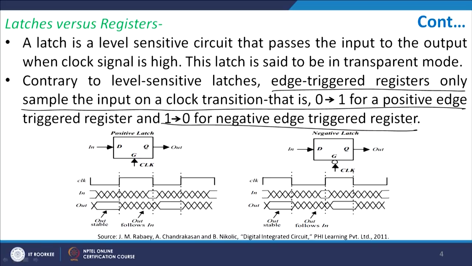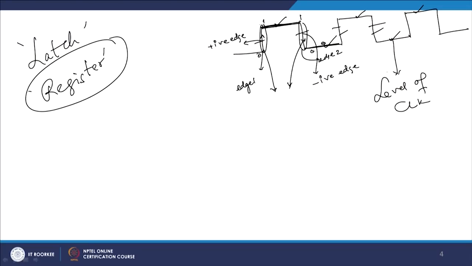Am I clear? Within the same clock period, if it is 0 to 1, then it is positive, and if it is 1 to 0, it is negative. So in a single clock period, I can actually do edge triggering at both edges. This is used in registers. Whereas, what is level triggering?